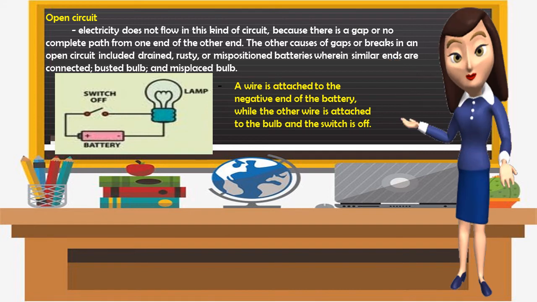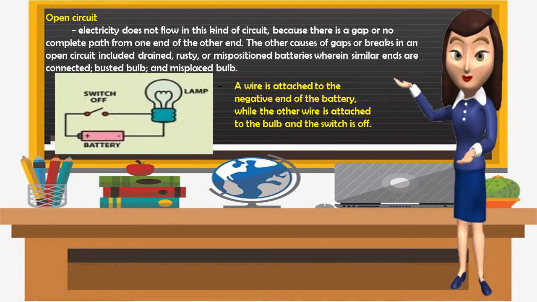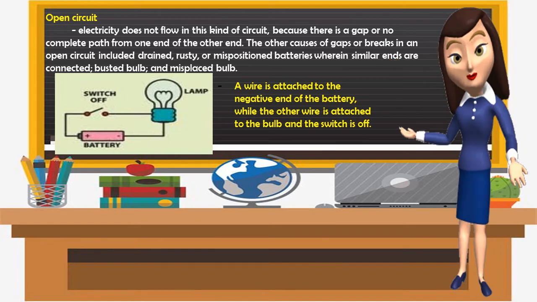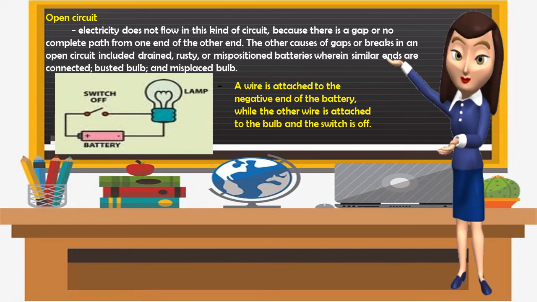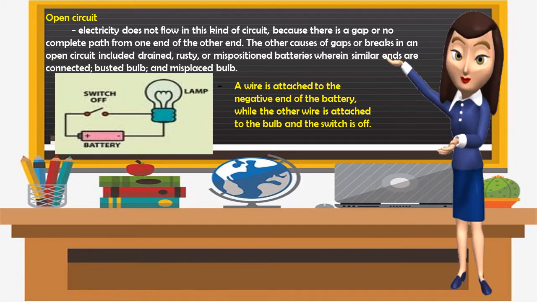As you can see in the picture, a wire is attached to the negative end of the battery, while the other wire is attached to the bulb and the switch is off. So in an open circuit, the switch is off. So that's why the lamp won't light.